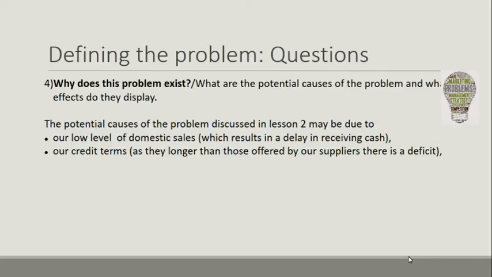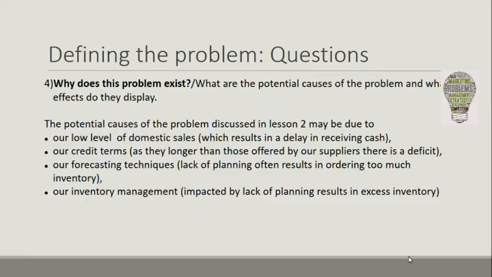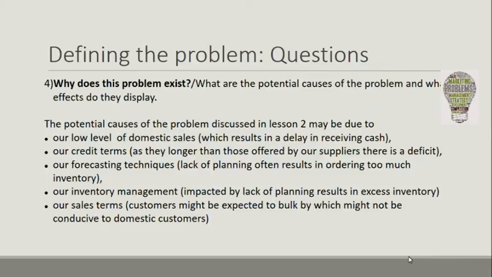Our credit terms, as they are longer than those offered by our suppliers, thus there is a deficit. Our forecasting techniques, this might be due to lack of planning, which results in ordering too much inventory. Our inventory management policies, which are impacted by lack of planning and excess inventory. Sales teams, customers might be expected to bulk buy, which might not be conducive to domestic customers.